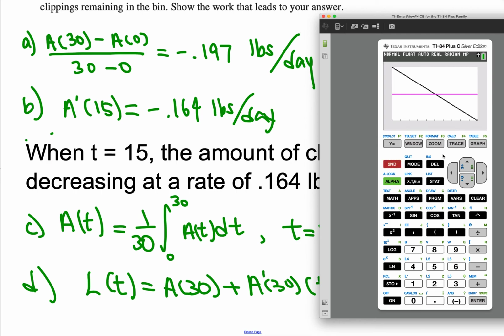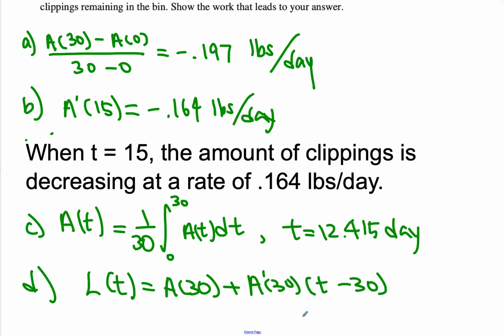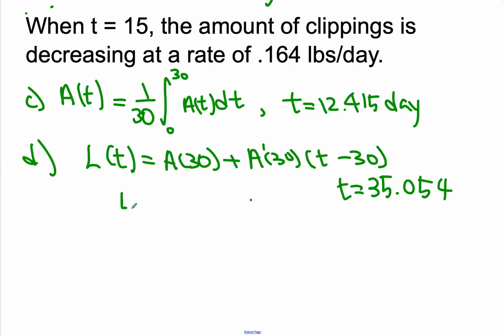So what I'm going to do is second trace, intersect, bam, bam, bam. 35.054. So we get t equals 35.054. We set L of t equal to 0.5, and that's basically what happened.